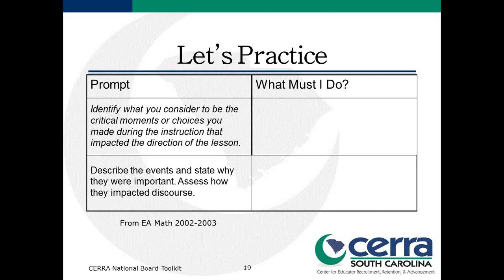This example for practice for us is from early adolescent math. So it says, identify what you consider to be the critical moments or choices you made during the instruction that impacted the direction of the lesson. And then describe the events and state how they were important. Assess how they impacted discourse.